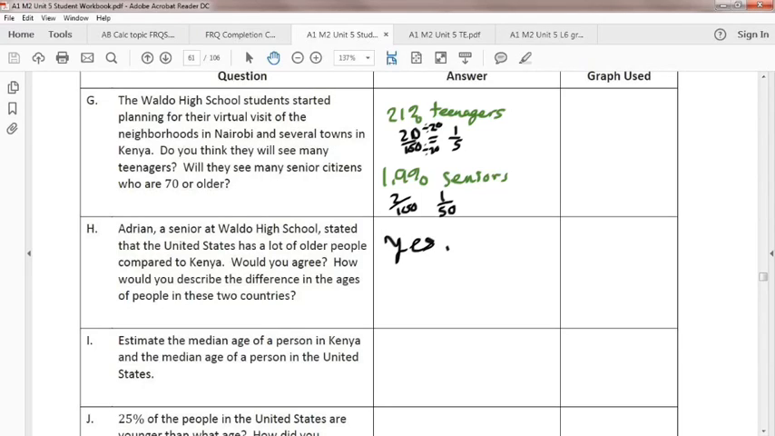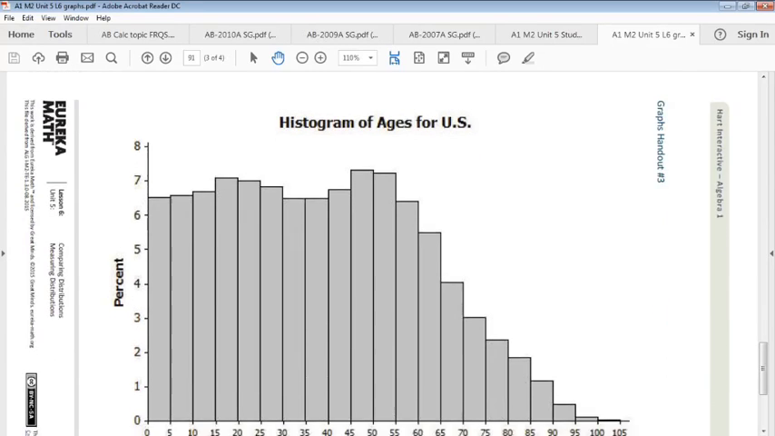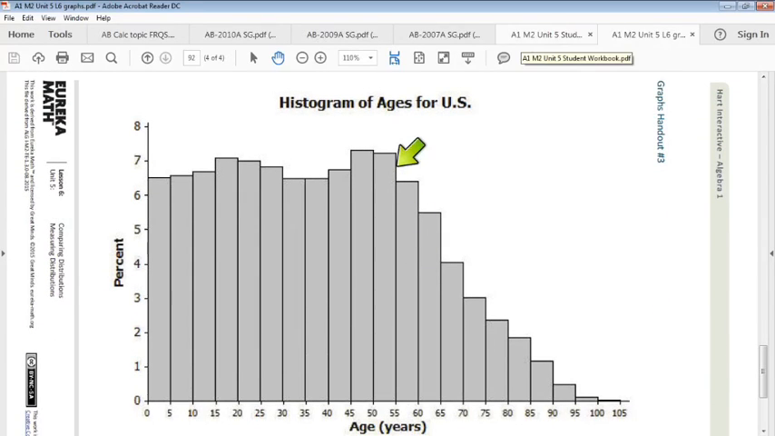It says, how would you describe the difference in the ages of the two countries? It looks like Kenya has higher percentages with the younger ages. And then when we look at the United States, we have a more even spread all the way until, I don't know, between 55 and 60. We have a lot more older folks here. It's more evenly spread, and then we start dropping off right around between 60 to 100.